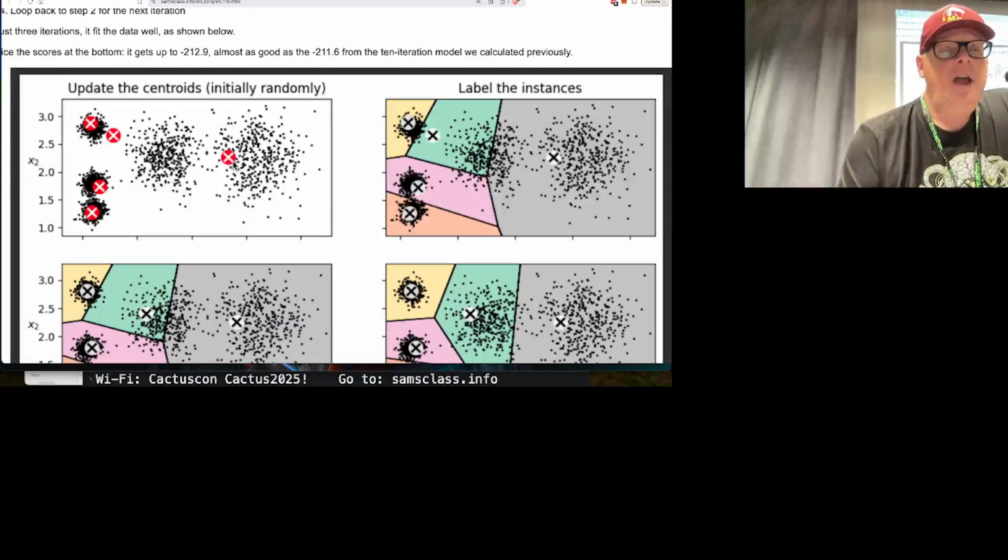So since I have a center here, I'm going to take all the dots that are closer to this than any of the others and call them a member of this group. So all the ones in this region I'm going to call gray because they're closer to this X than that X, and the same for each of these. So that's a very simple calculation.